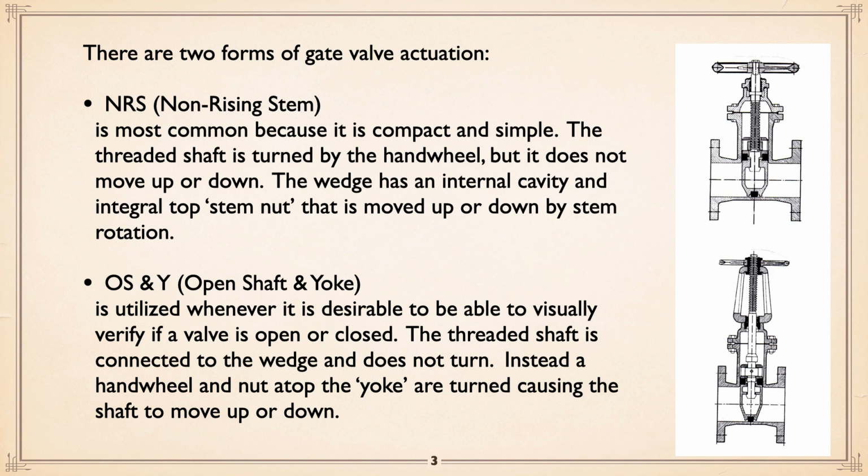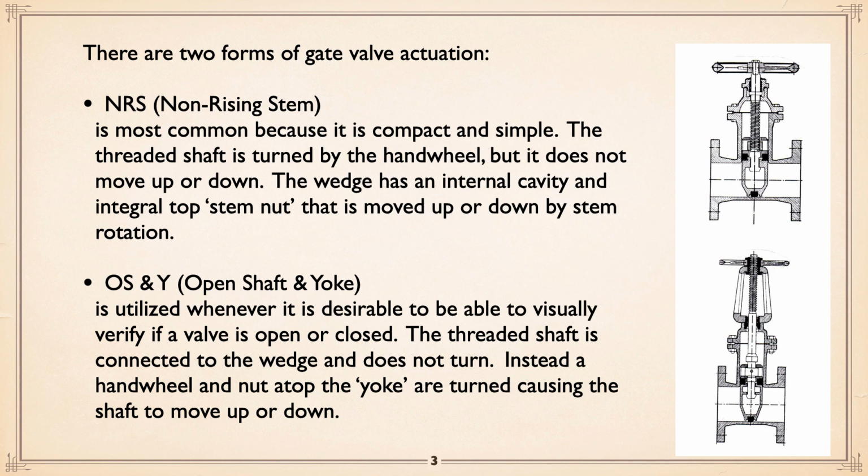The other option is OS and Y, open shaft and yoke. You can see there the shaft is basically connected to the valve, and the hand wheel up above has to be raised because of the action. As you turn the hand wheel, the whole shaft comes up or goes down. And it has one screaming advantage. You can take one look at it: is it open or closed?